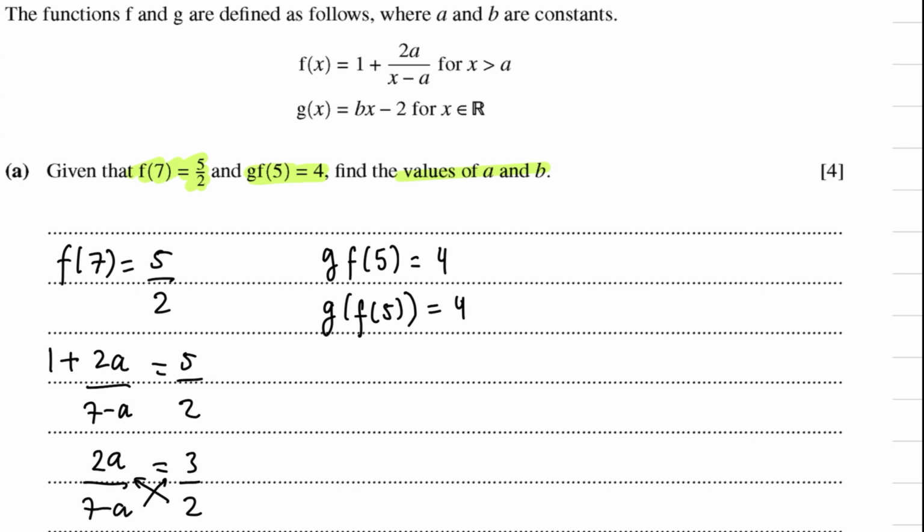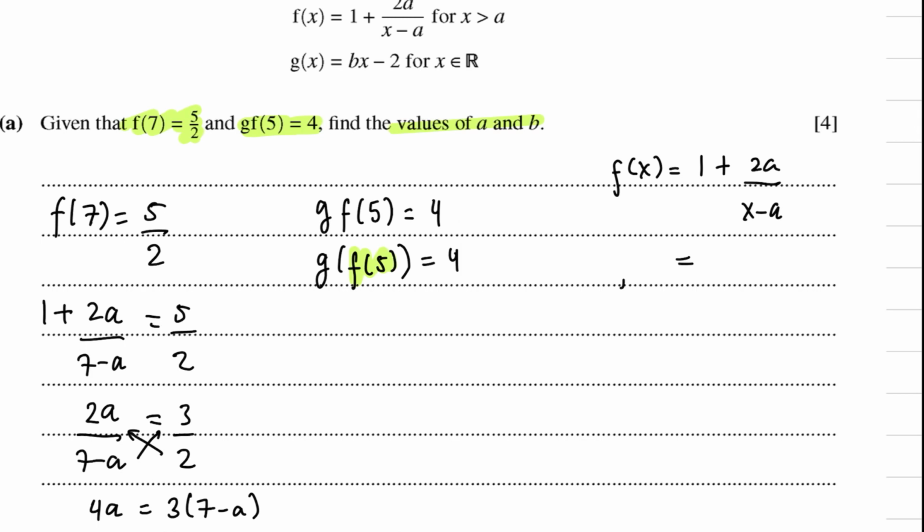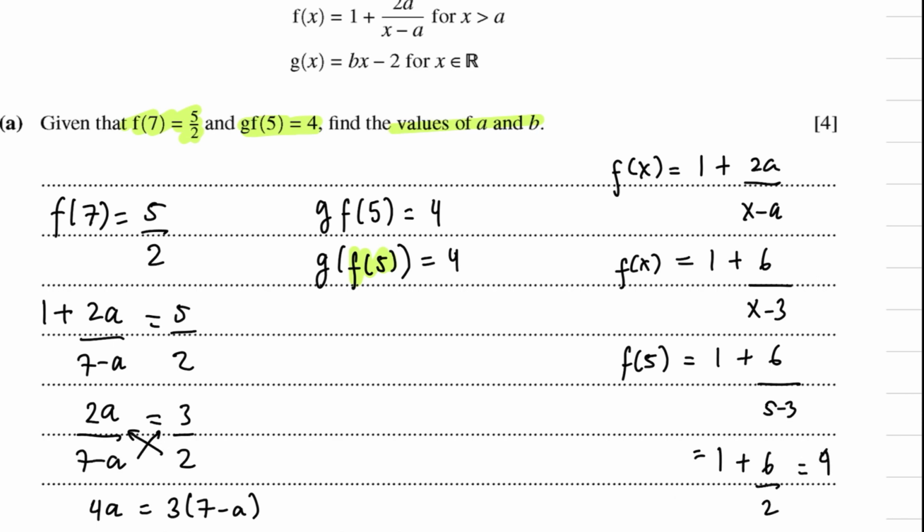So we need to find f(5) first because we know our f(x) equals to 1 plus 2a over x minus a, and we already find that a equals to 3, so we substitute a equals to 3, so our f(x) equals to 1 plus 2 times 3, 6 over x minus 3. So we find f(5), substitute 5 to our function, 1 plus 6 over 5 minus 3. You will get 1 plus 6 over 2, which is equals to 4.